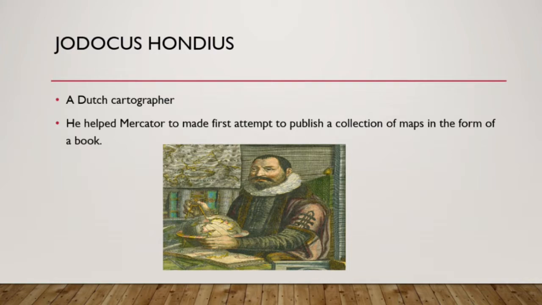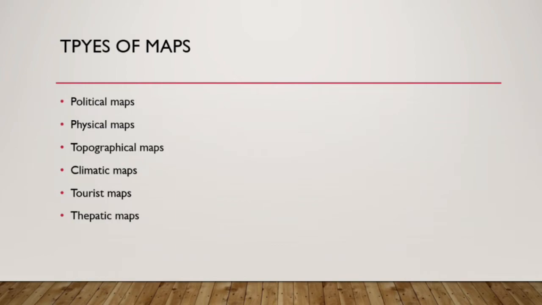So now we are going to discuss the types of maps. First, we have to count how many types we have. We have 1, 2, 3, 4, 5, 6. So today we are going to discuss 6 types of maps. The first one will be the political map.